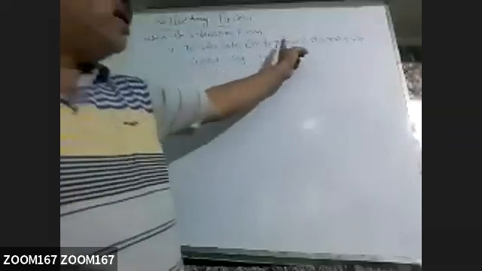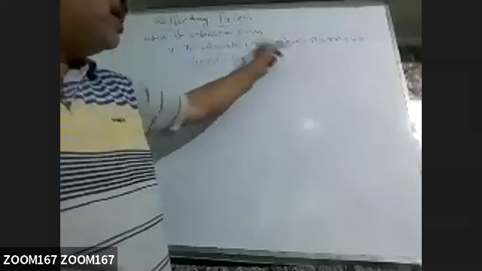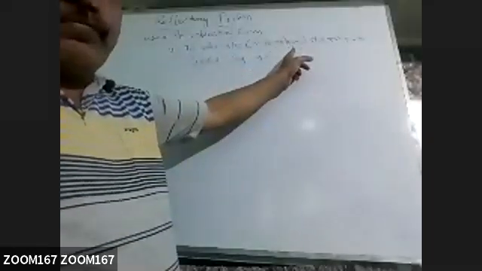Usage of reflecting prism. Two uses we have to discuss. One is to deviate, or in bracket, to rotate. Whatever it is asked, to deviate or to rotate the ray of light by 90-degree angle.